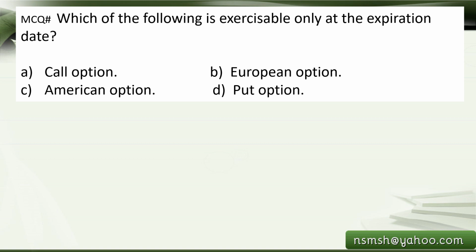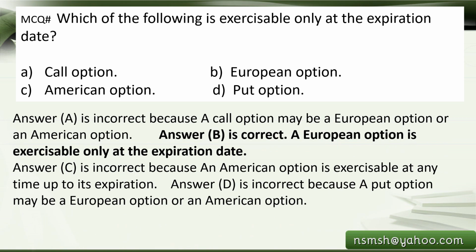Which of the following is accessible only at the expiration date? Options A and D we can ignore, because they may be an American option or European option. So the characteristics of the American option and European option are important for us. The American option is exercisable at any time up to the expiration, so that is wrong. But the European option, by definition, is exercisable only at the expiration date. So that is the right choice.